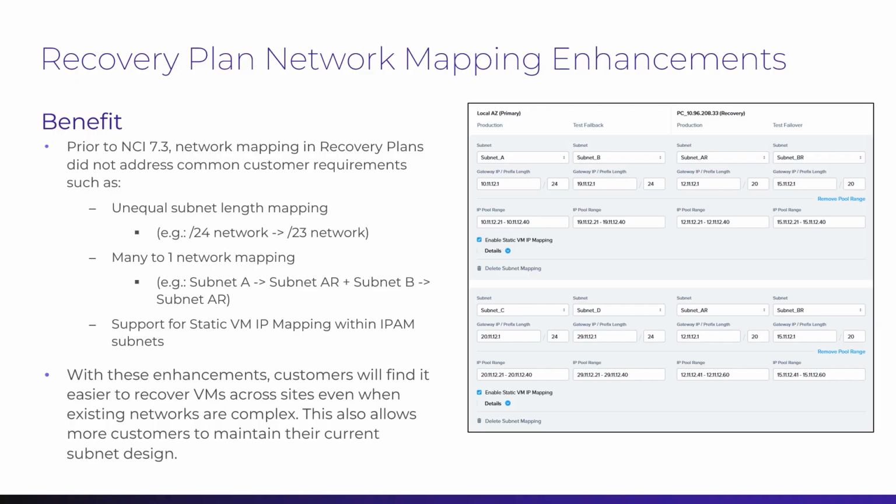Prior to NCI 7.3, customers would come to us and commonly ask about the ability for us to support unequal subnet lengths or the ability to map multiple networks into a single network for DR workflows. And then also the ability to do static IP mapping within IPAM-enabled subnets. So happy to report that with the NCI 7.3 release, we now support all three of these use cases. And this just allows customers to maintain essentially their current network architecture and be able to use Nutanix DR without having to change anything from a networking perspective.